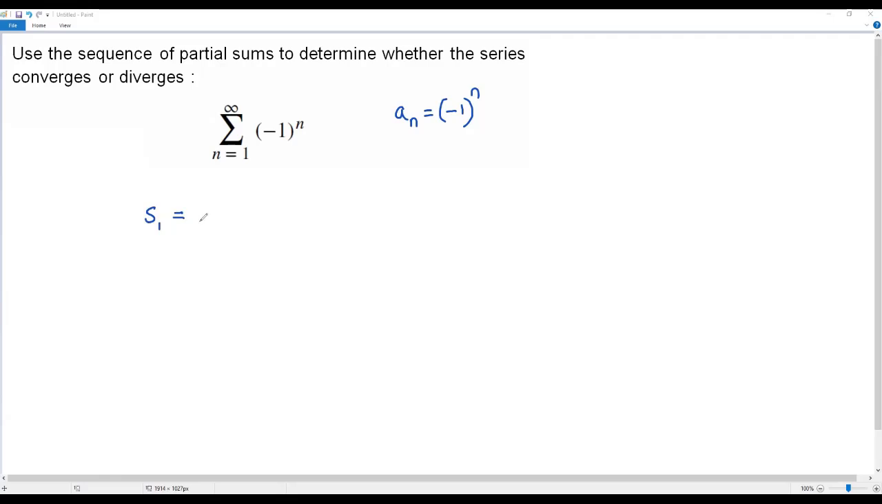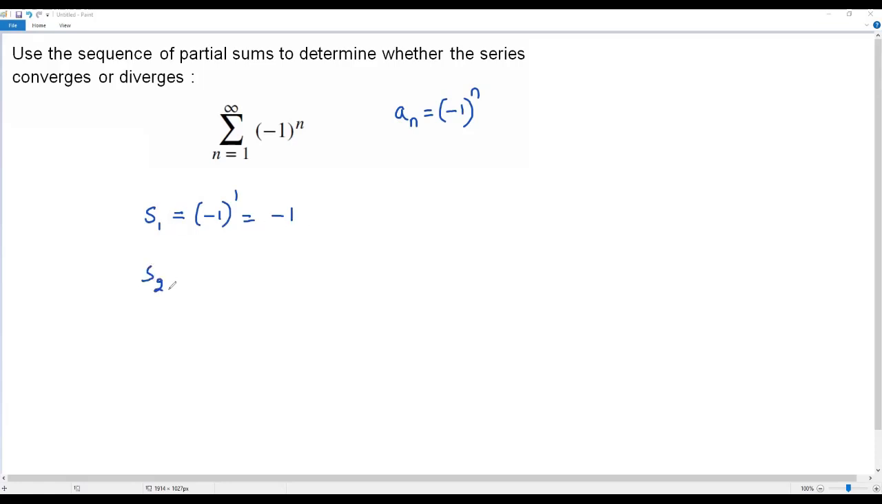The first partial sum means I have to get the sum of the first one term, which is nothing but the first term of the series. To get the first term, I plug in n equals 1 into the nth term, and I get (-1)^1, which is equal to -1. So the sum of the first one term is just -1. That is the first partial sum.